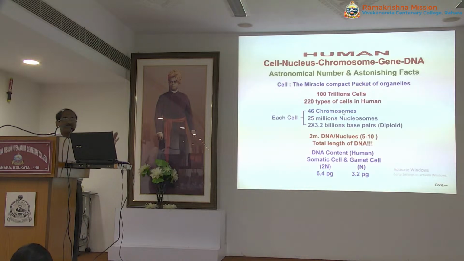You just see how nature made this genome. As I told you, there are 100 trillion cells, 220 types of cells in the human body, 46 chromosomes, and 52 million nucleosomes. This is the base pair, and in one cell there are 2 meters of DNA. The total length of DNA in a human body reaches to the sun and back to the earth 100 times. It is written in the text.